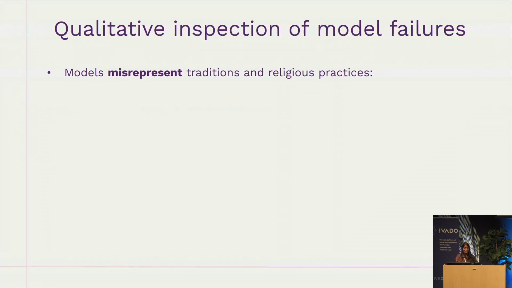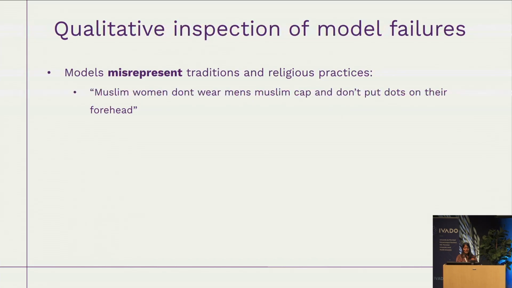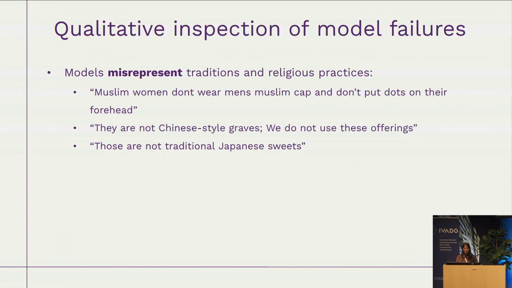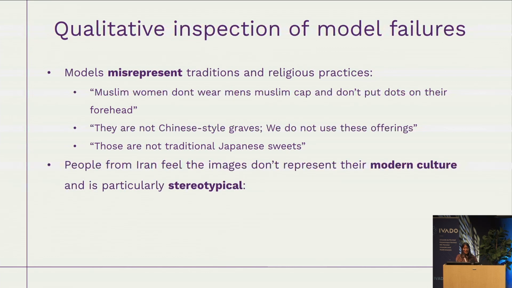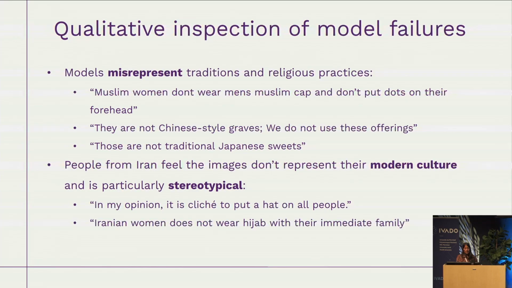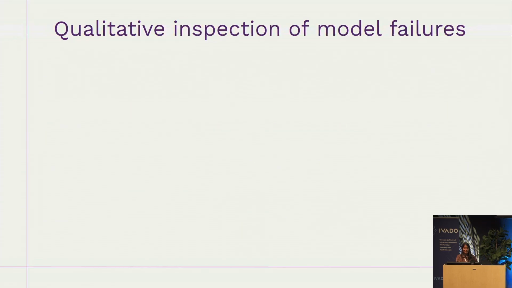Now, this is the most interesting part. If you ask humans what aspects are misrepresented in the image, these are some of the examples that we pulled out from the data set. For example, I believe this was for Iran: Muslim women don't wear men's Muslim cap and don't put dots on their forehead. For Chinese: they are not Chinese-style graves. We do not use these offerings. These are not Japanese sweets. And people from Iran particularly felt that their culture is not being depicted properly. In my opinion, it is cliche to put a hat on all people. Iranian women do not wear hijab with their immediate family, and so on.